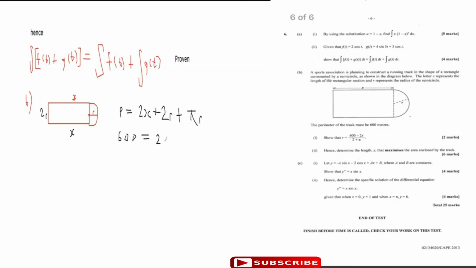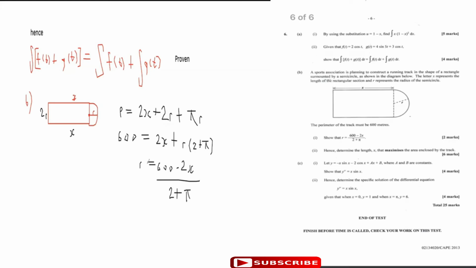But right here, if the perimeter is this, then perimeter, which is 600, is equal to 2x plus r, where we can factor out r to get 2 plus pi, and then now we're good. Now you can subtract 2x from both sides and divide by 2 plus pi to get that r will be equal to 600 minus 2x divided by 2 plus pi. That is r. Nice and easy. So proven.